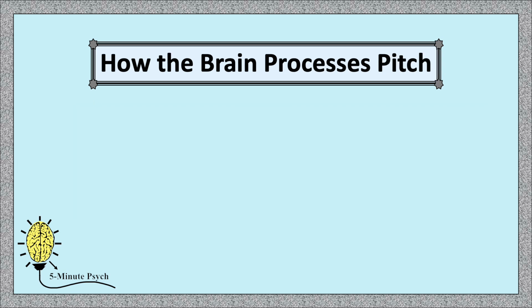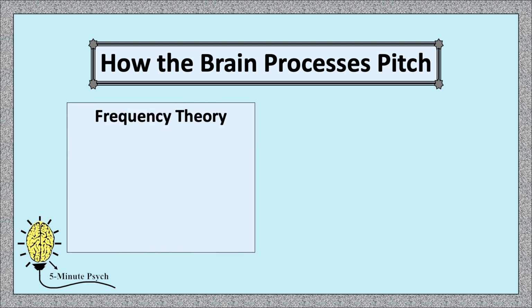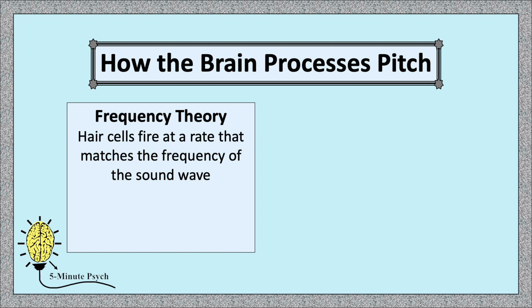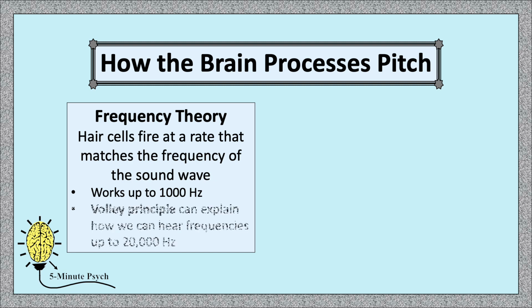The brain has two ways of coding for variations in pitch. According to the frequency theory, for frequencies under 1000 Hertz, hair cells can fire at a rate that matches the frequency of the wave. But we can hear up to 20,000 Hertz, and we can't send impulses that fast. One option is for cells to fire according to the volley principle and fire in succession such that the combination of signals matches the incoming frequency.